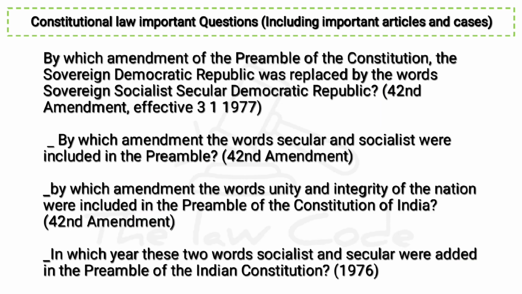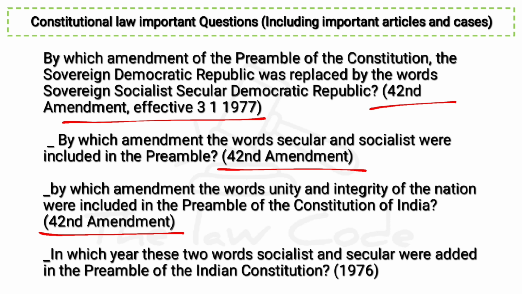42nd Amendment. By which amendment of the preamble of the Constitution the sovereign democratic republic was replaced by the words sovereign, socialist, secular, democratic republic? 42nd Amendment effective from 3/1/1977. By which amendment the words secular and socialist were included in the preamble? 42nd Amendment. By which amendment the words unity and integrity of the nation were included in the preamble of Constitution of India? 42nd Amendment.